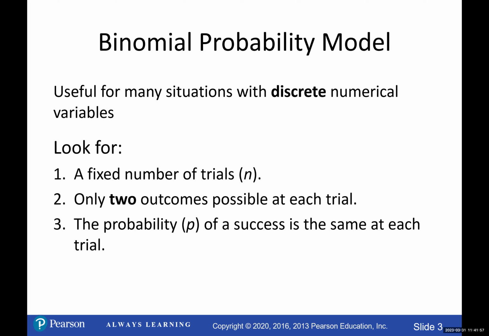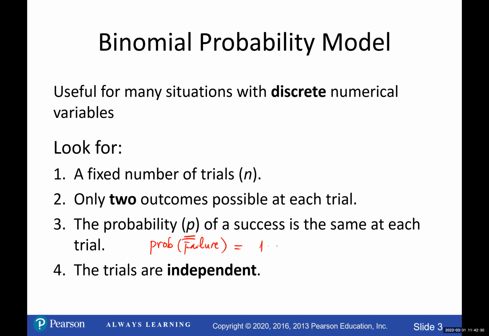Number 3, we have the probability of success. We notate it as small p, the probability of success for each trial. That means the probability of failure will be equal to 1 minus small p, by the complement rule. You do 1 minus the probability of success, which is p, and you get the probability of failure.